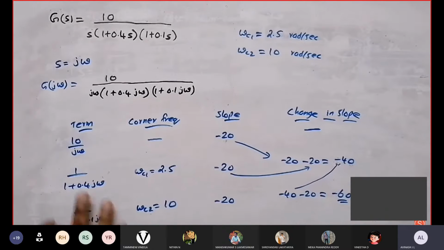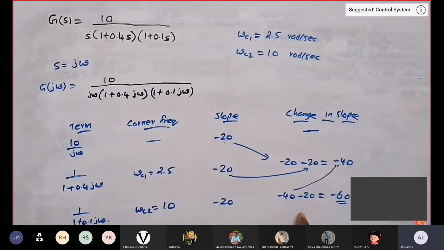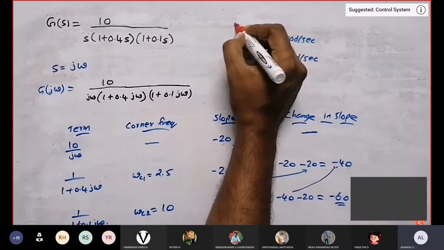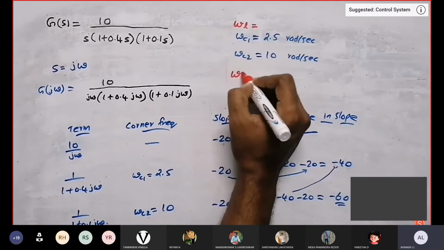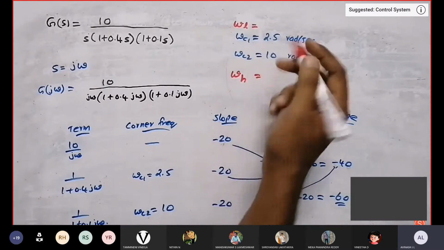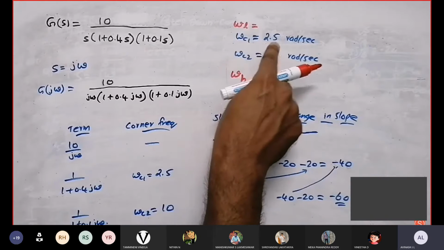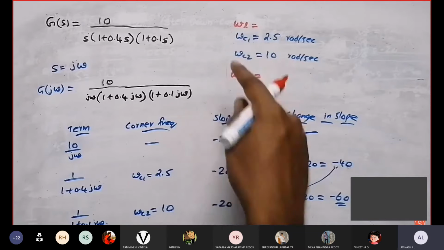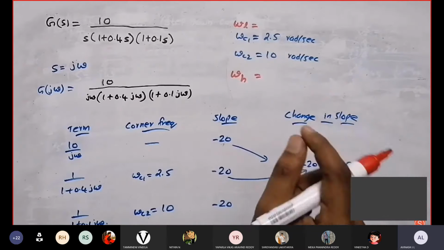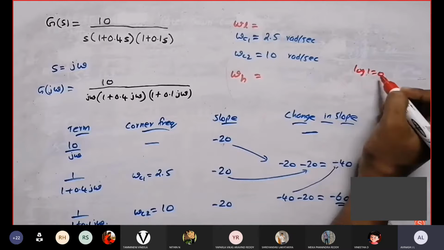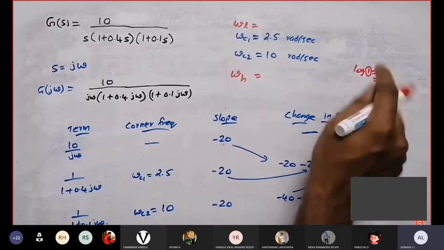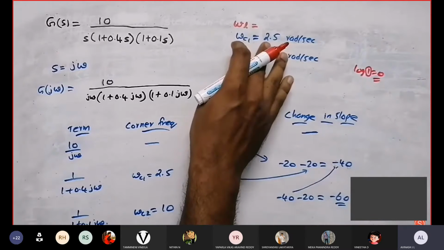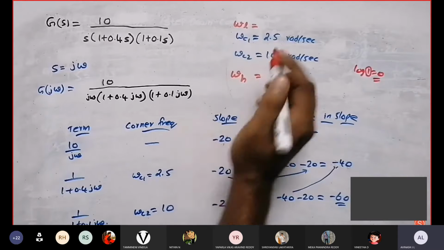Okay. Now, after drawing the table containing corner frequency, slope, and change in slope, you need to select two frequencies, that is omega lower and omega higher. Omega lower should be less than our first corner frequency. So here it is 2.5, so omega lower should be less than 2.5. You can select 2, you can select 0.5. Should not select 1 because log 1 is 0. So you do not select 1 as the lower frequency. Other than 1, any value less than our first corner frequency we can take.